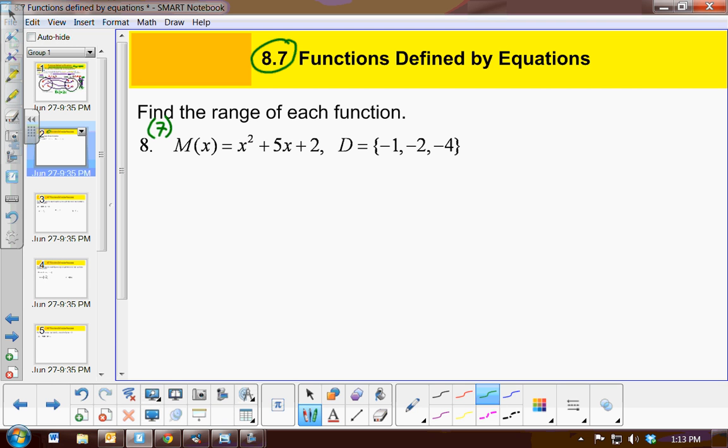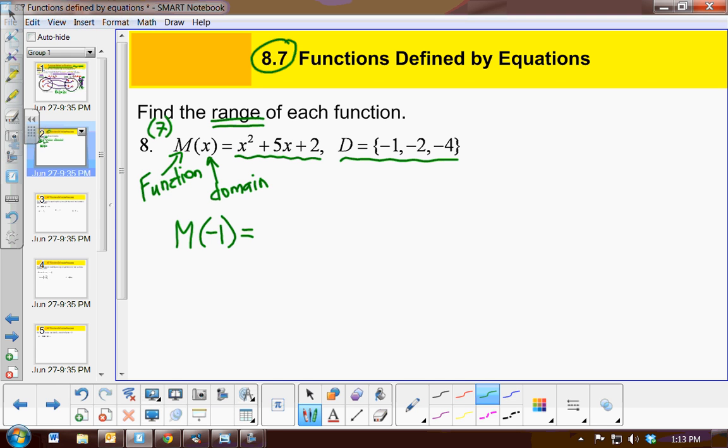Okay, so for this problem, we are given the domain, and we are asked to find the range. The name of this function is m of x. We're not multiplying, it's just the name of it. What this says for my function m is take the domain values, which is x, and perform this operation. Let's just do this one step at a time. When the input is negative 1, we're going to take the negative 1 and input it in the function.